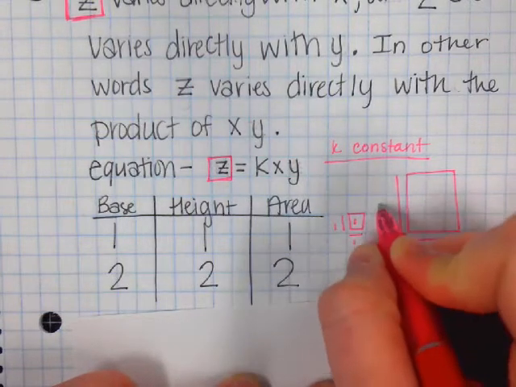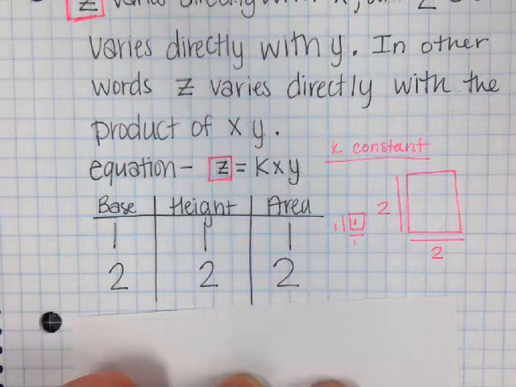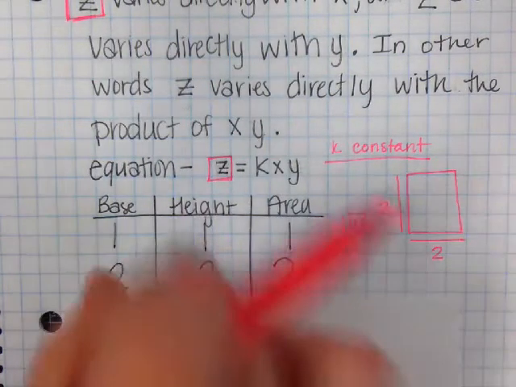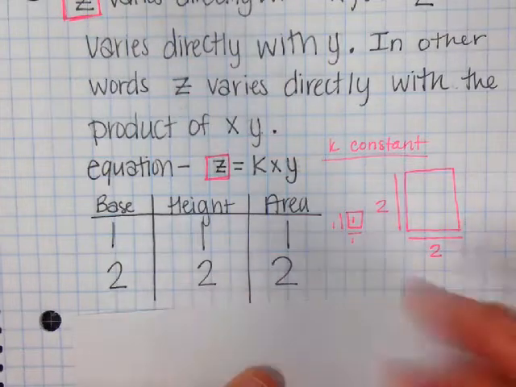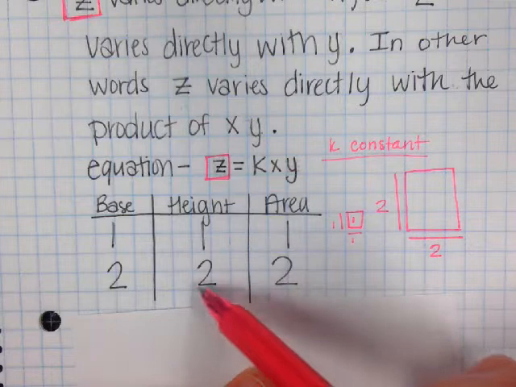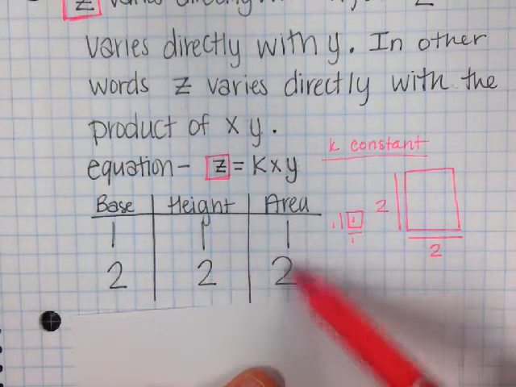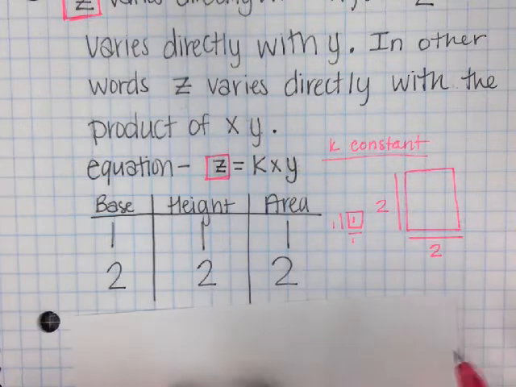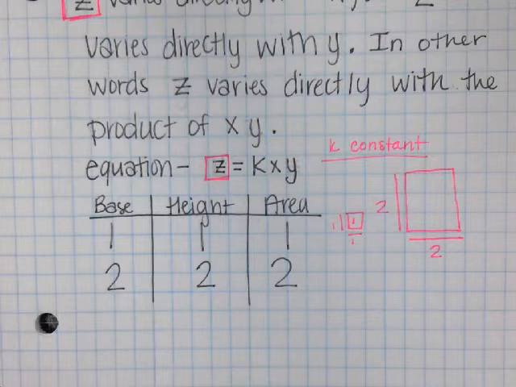If this was 2 and this was 2, 2 times 2, so the area would not be 2, but they are all moving up together. Sorry, I said that wrong. They're all changing by a factor of 2. So I'm going to double the base, I'm going to double the height, I'm going to double the area. That's what it's talking about. So notice they all move together.